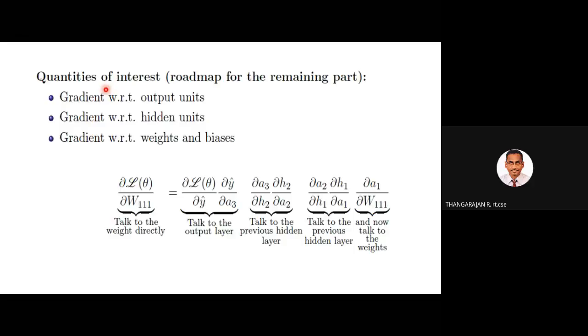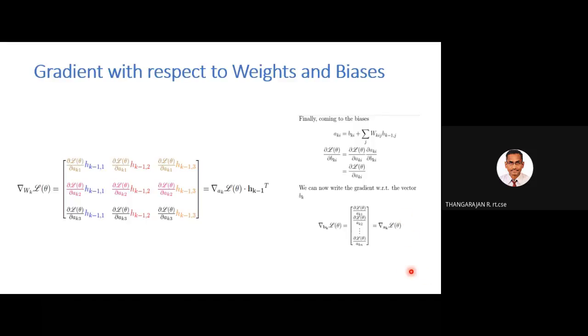So we need to find the gradients with respect to the output units, find the gradients with respect to the hidden units, and find the gradients with respect to weights and biases. So this is what we have to do. I'm doing it in a simplified manner. I've just taken the example for a 3 by 3, where the number of neurons is 3. Finally, the gradient with respect to weights and biases will look like this.